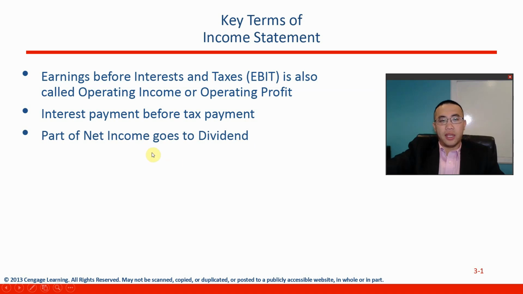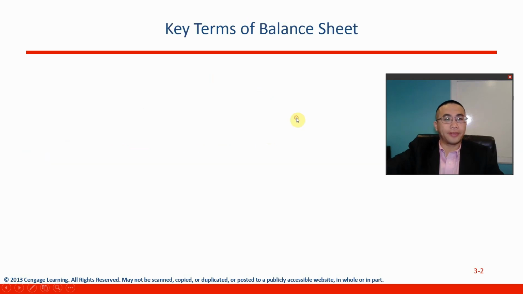And also part of the net income, or this is called after-tax net profit, goes to dividends, and the rest of the net income goes to retained earnings.